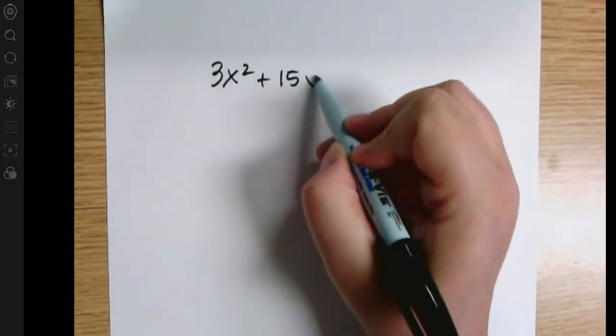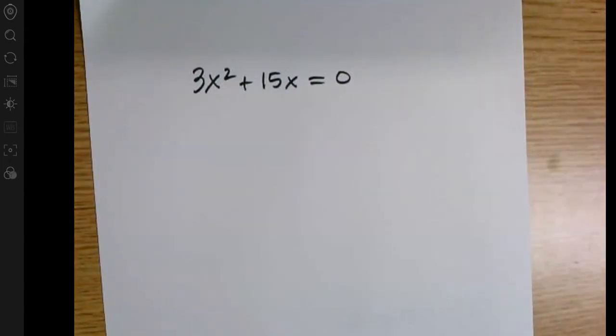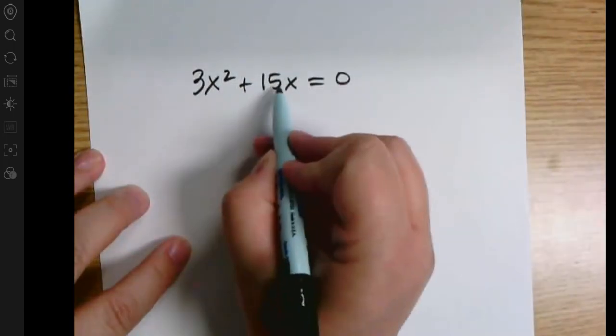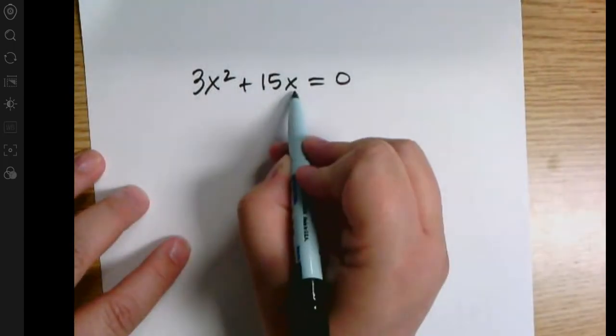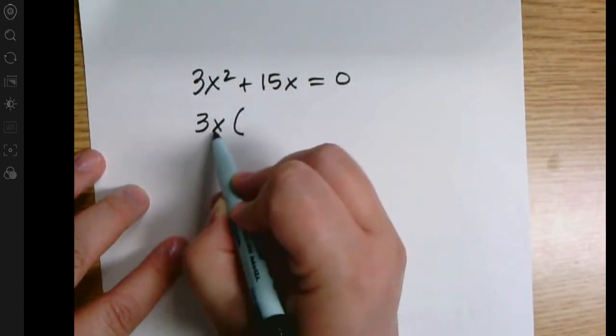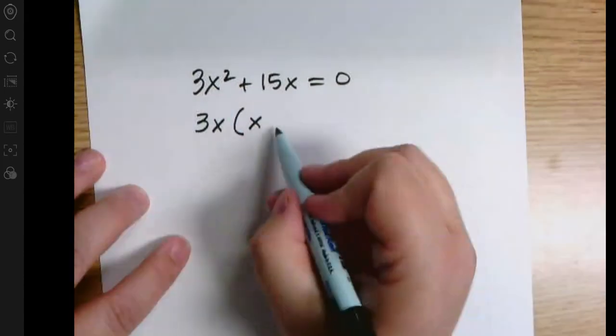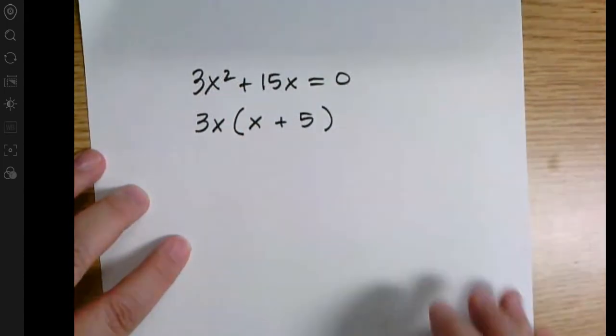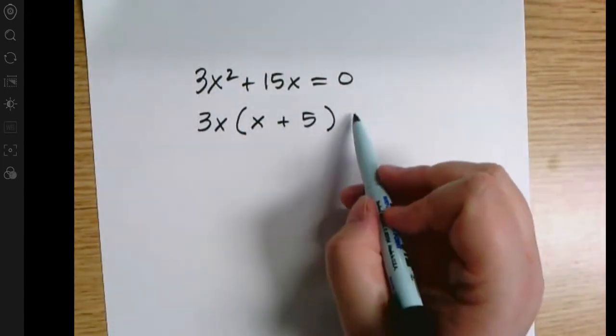Okay, now a problem like this very often throws people off track. They look at it and they're like, I don't know what to do. There's not 3 terms. That's why we have our checklist. Number 1, is there a greatest common factor? Yes, there is. 3 goes into both of these. X goes into both of these, so 3x can come out of both. And when I take a 3x out, I have x left over here and 5 left over here. So now I've got it in factored form.